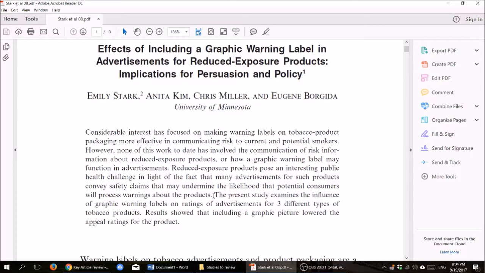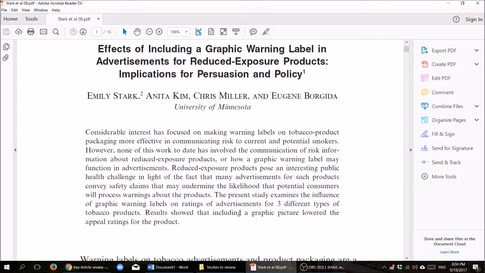So you look at here, it says the present study examines the influence of graphic warning labels on ratings of advertisements for 3 different types of tobacco products. Now, when they use the word influence, it usually indicates cause and effect. And cause and effect is only in the experiment, okay? And also it says results showed that including a graphic picture lowered the appeal ratings for the product.